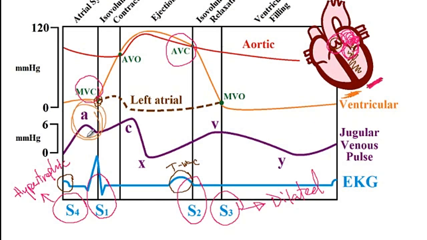So A corresponds to the atrial contraction. As we discussed earlier, there is atrial contraction, so therefore we will have a bump in the jugular venous pressure. And then after that, since the atrium is relaxing, the curve will keep dropping down until we reach the X, which is representative of atrial relaxation. So A was representative of atrial contraction, while X is representative of atrial relaxation.